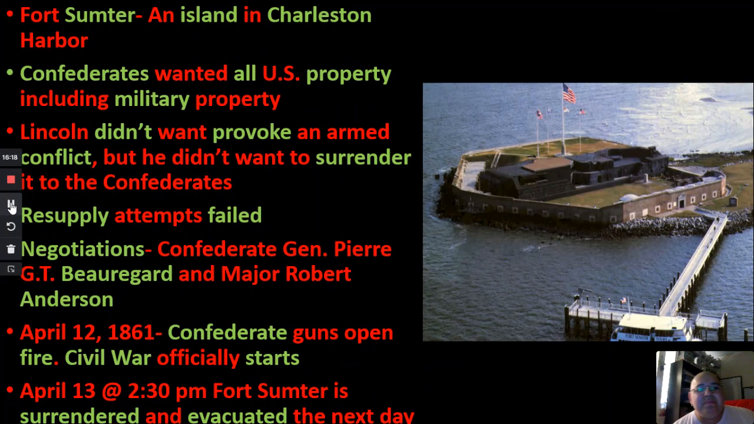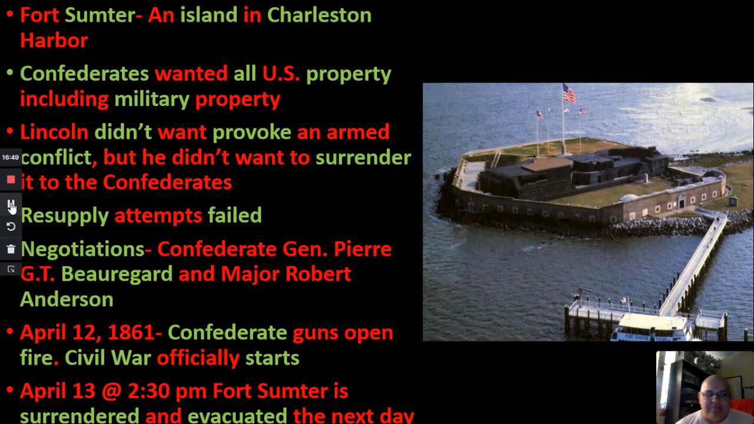Now, Fort Sumter is an island in the Charleston Harbor in South Carolina. This is a picture of it. Now, here's the thing. Remember when I told you the Confederates separated from the United States? They felt that all the land in the states that they separated, Texas, Georgia, and all that, was theirs. But forts technically belong to the military and are part of the United States.